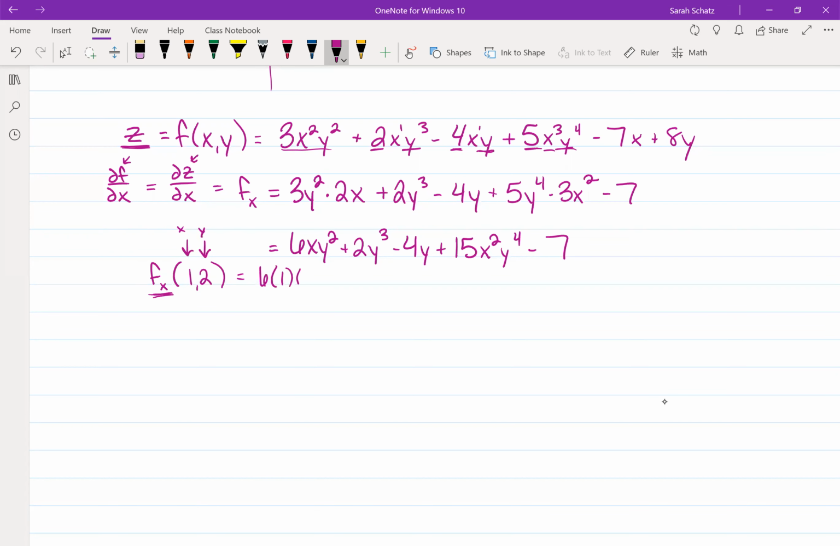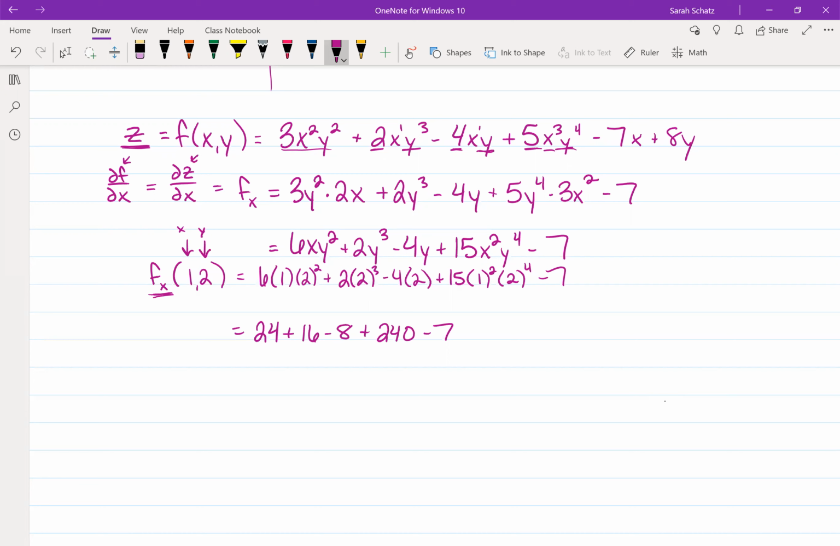It'd be 6 times 1 times 2 squared plus 2 times 2 cubed minus 4 times 2 plus 15 times 1 squared times 2 to the fourth minus 7. So a lot of things happening here. This is 6 times 4, so we get 24. 2 cubed is 8 times 2 is 16 minus 8 plus 15 times 16 is 240, hopefully. If I'm wrong on that, somebody yell at me about it. I think it's 240 though.